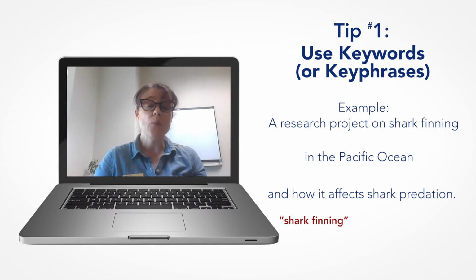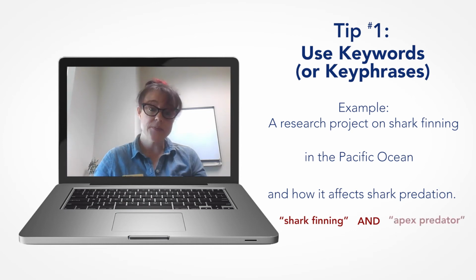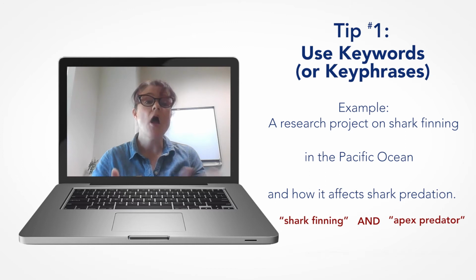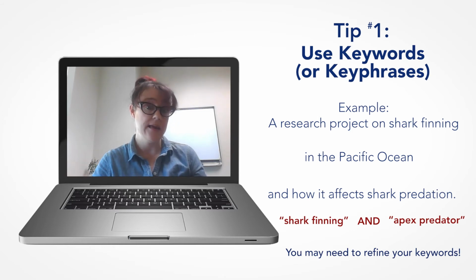And then I want to use a capital AND so I can add on another keyword or key phrase. So my next key phrase might be "apex predator," also in quotations. Then I can hit search and it'll pull up all of my search results. And maybe I'll find what I'm looking for, but maybe I need to refine that a little bit. Don't be afraid to change some of your keywords or key phrases if you're not finding exactly what you're looking for. Synonyms are great for this. Try other keywords and key phrases.